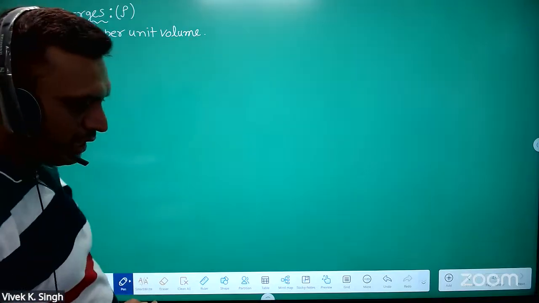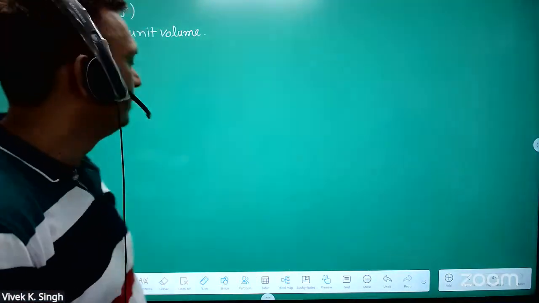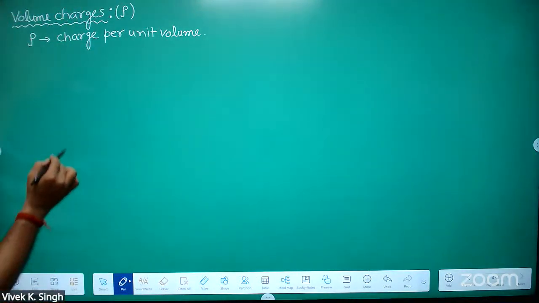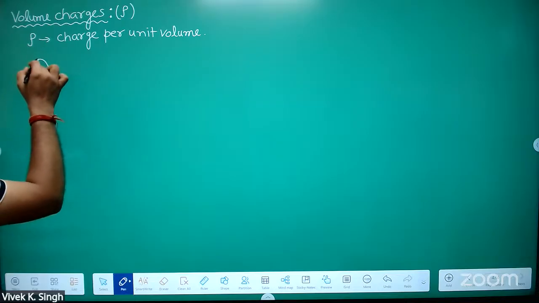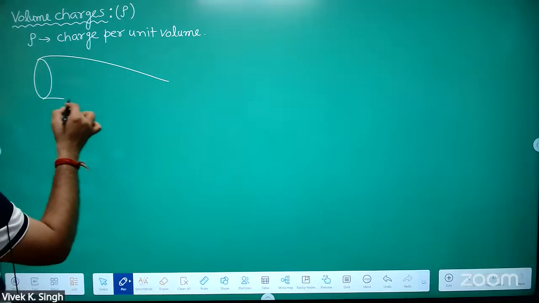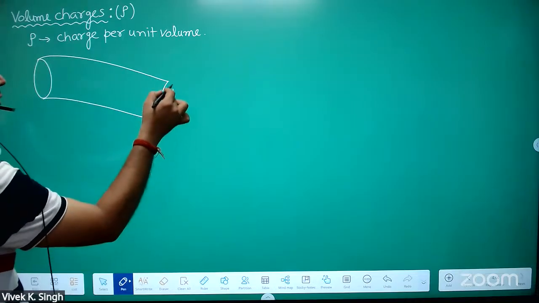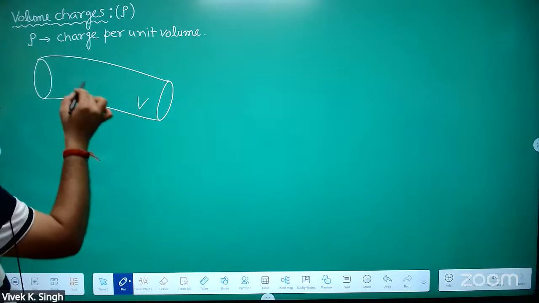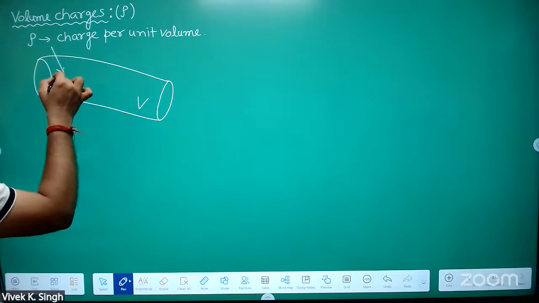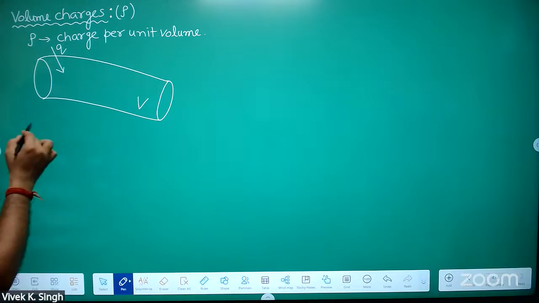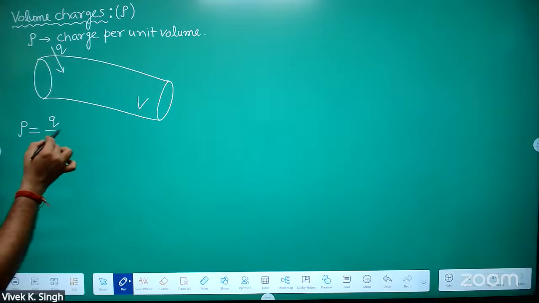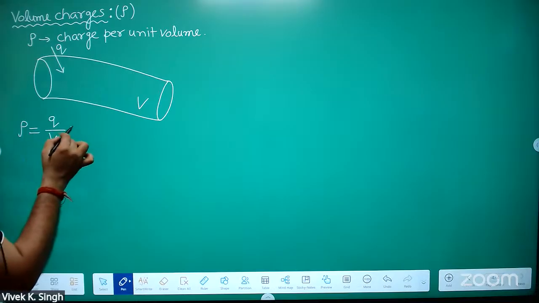Sigma is surface charge, charge per unit area. Volume charge is charge per unit volume, so charge is distributed throughout the volume. Let's say you have this particular volume V, and in this the total charge is Q, distributed throughout the volume. So if the distribution is uniform, rho is Q by V, where V is volume, charge per unit volume.